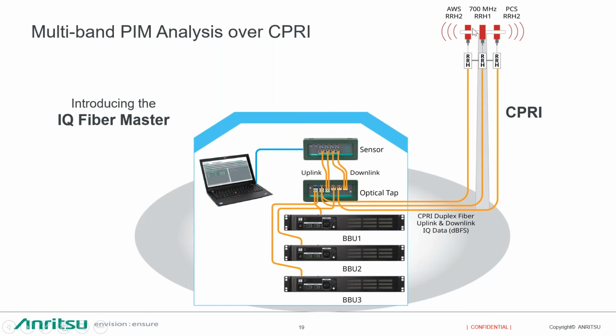So let's look at a scenario where we can do that. Here are my 3 bands up top of the tower. The radio heads connect through the CPRI link. If we can tap into that CPRI link using an optical tap, maintain the communication of the entire network, and then use the downlink and uplink data to do our PIM analysis, this is the ideal scenario. This is a product that we're introducing called the IQ Fiber Master, to be able to do that multi-band PIM analysis without having to do the tower climb. So let's get into this a little bit.